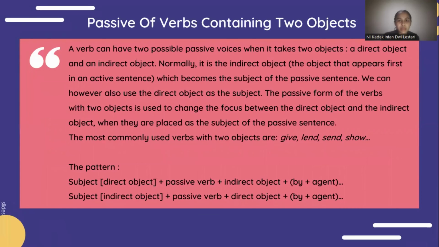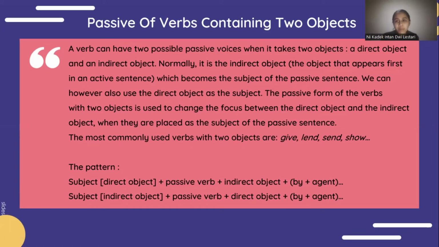So now is passive voice containing two objects. Okay. A verb can have two possible passive voices when it takes two objects, a direct object and an indirect object. Normally, it is the direct object, or the object that appears first in an active sentence, which becomes the subject of the passive sentence. We can, however, also use the indirect object as the subject.